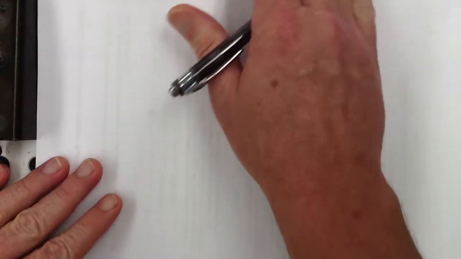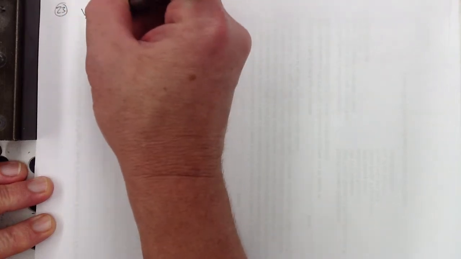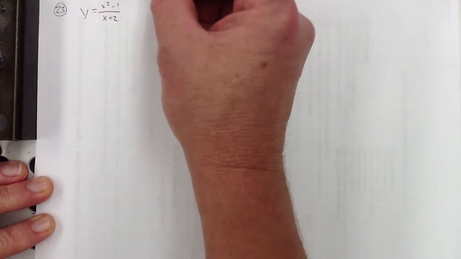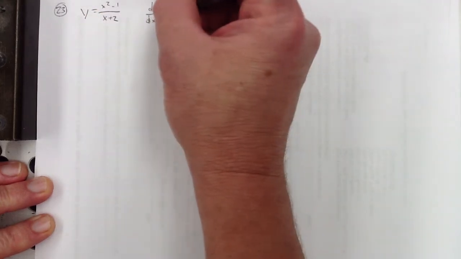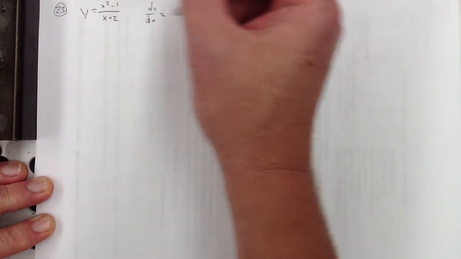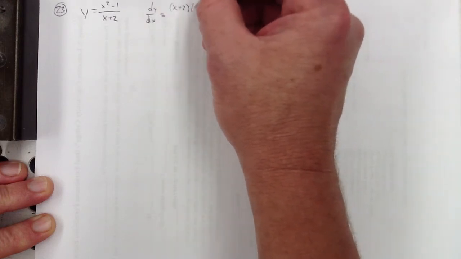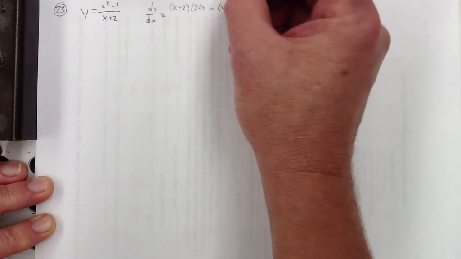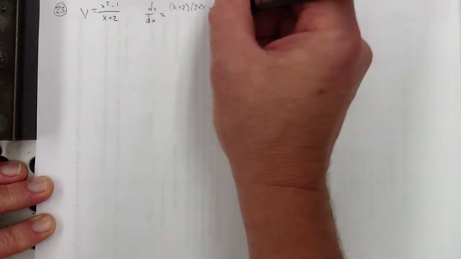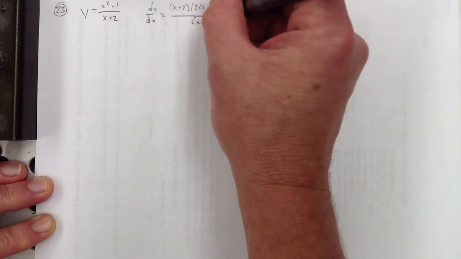Last 3. These are the thinkiest problems of this set, I think. So find all values of x at which the tangent line to the given curve satisfies the stated property. So we've got y equals x squared minus 1 over x plus 2. And before I even start thinking about this, you know we're going to have to find the derivative, so I'm just going to do that. Let's see, so low d high minus high d low, over low squared.